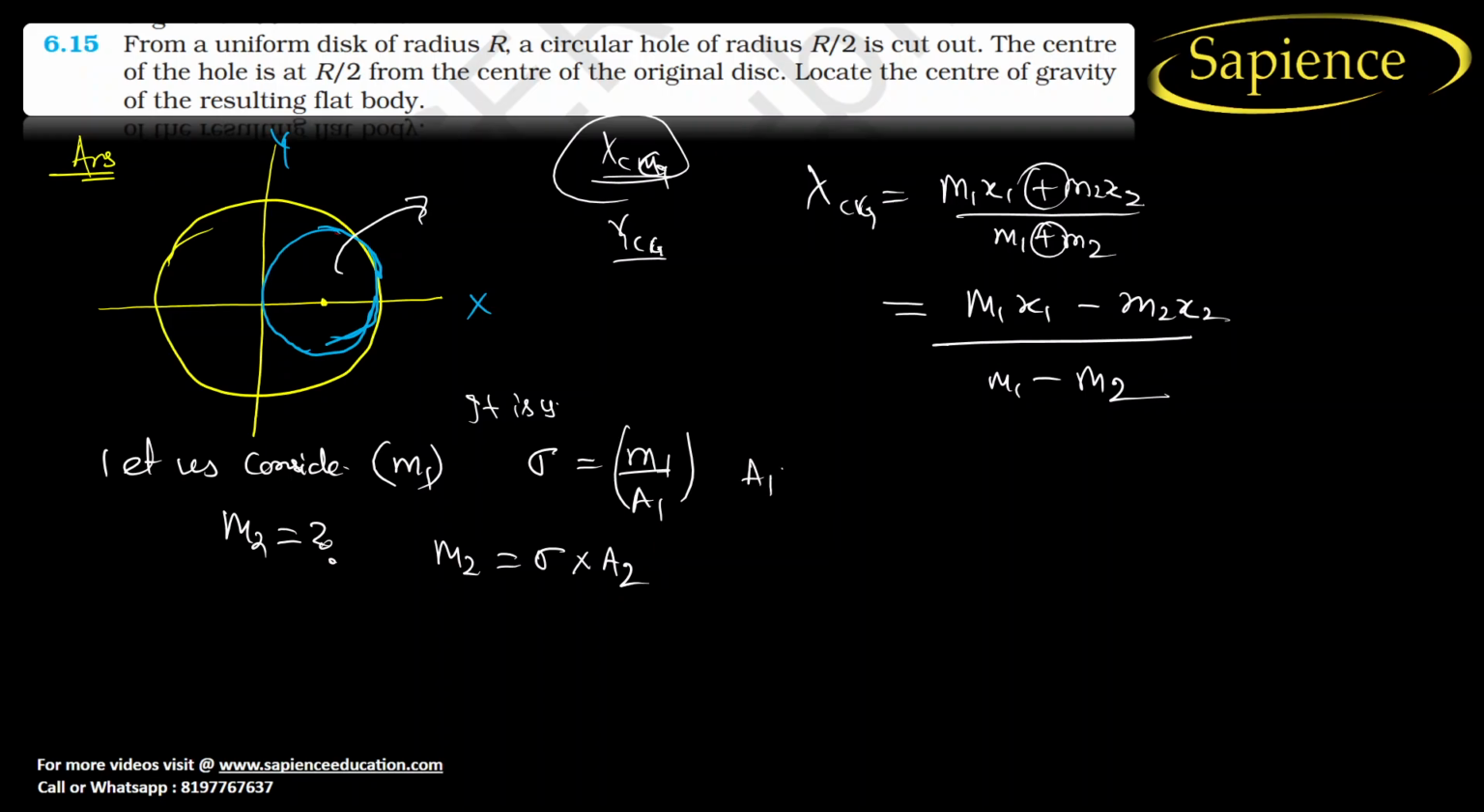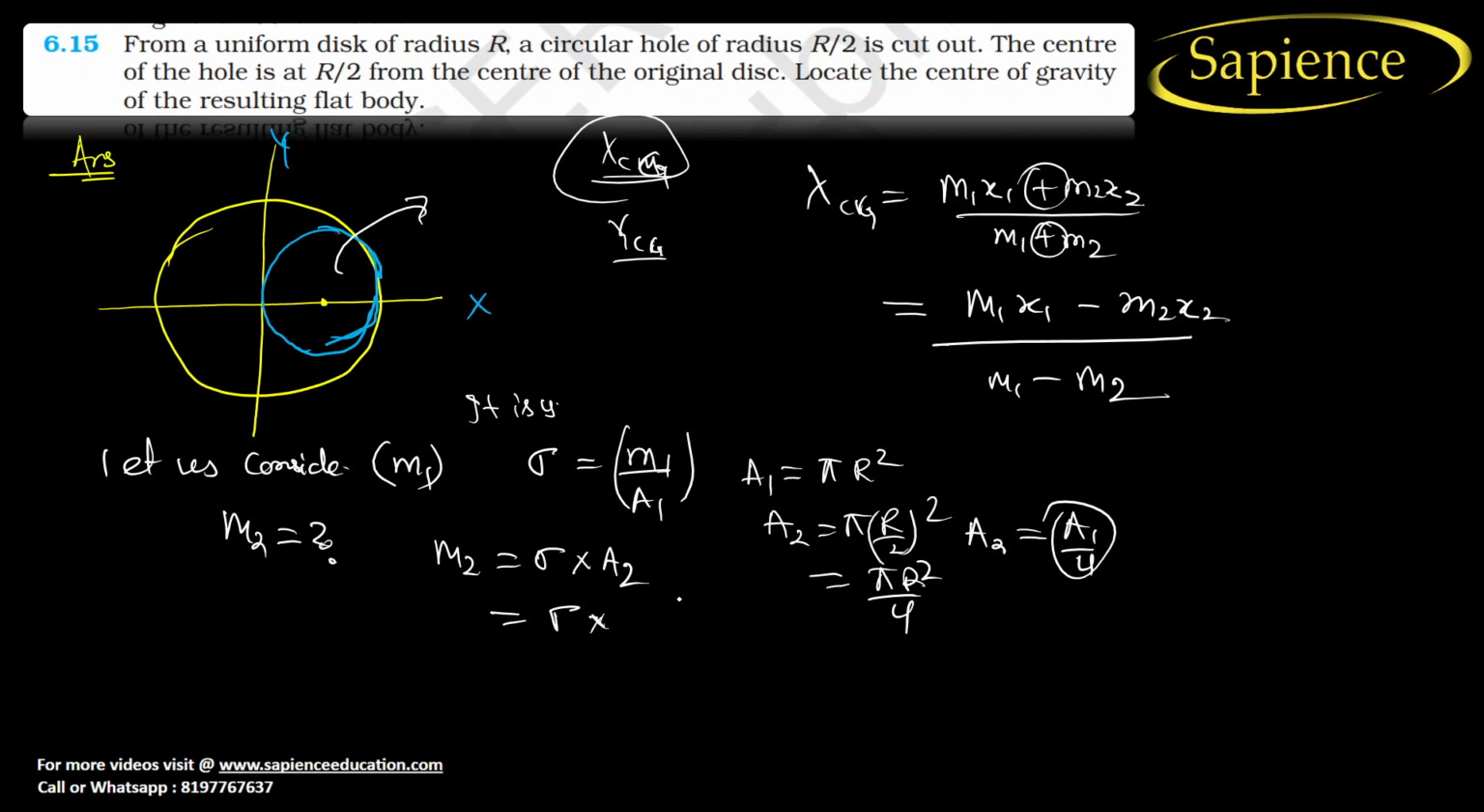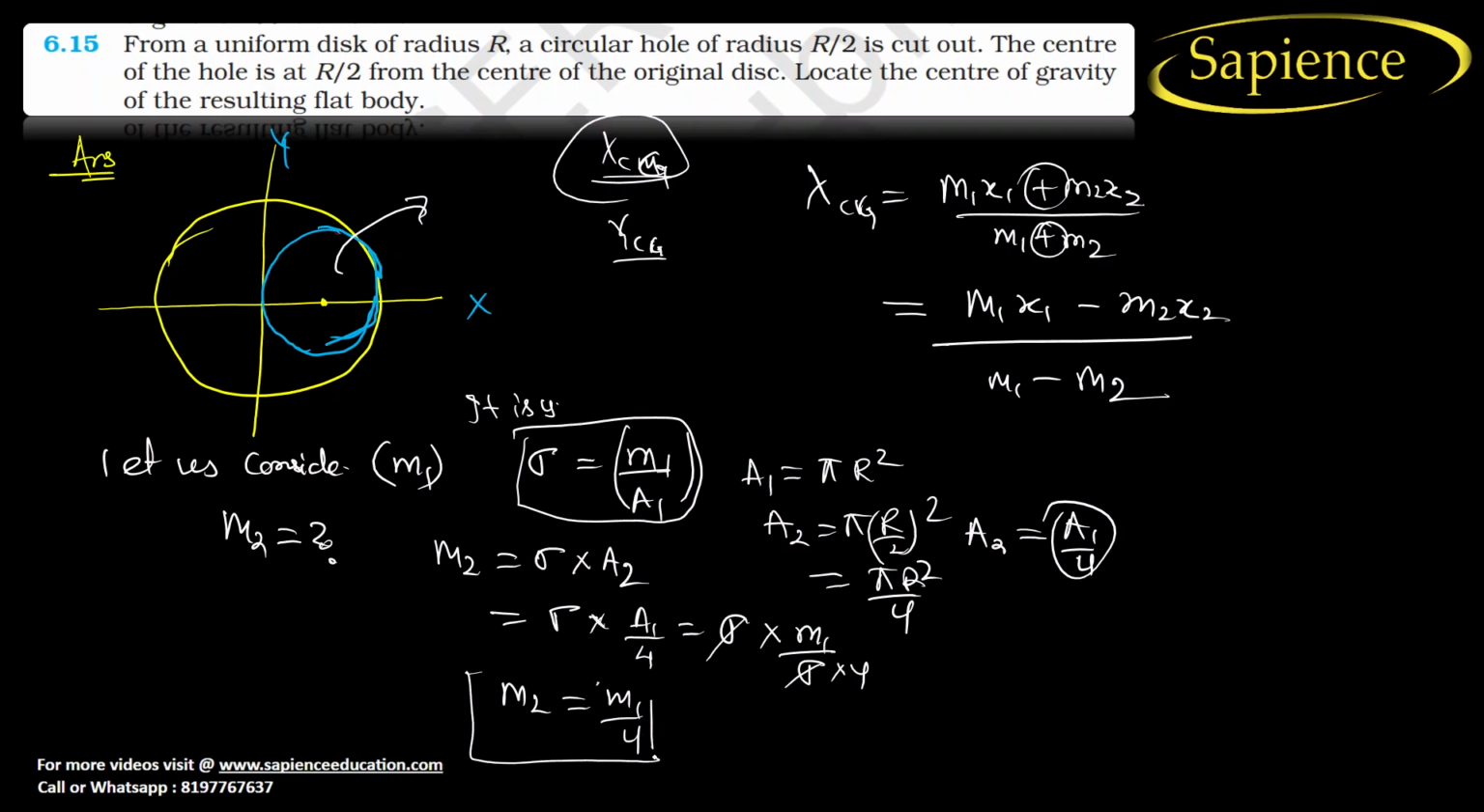Now as we know, area a1 is equal to pi r square and a2 is equal to pi into r by 2 whole square, that is equal to pi r square by 4. So the area a2 is equal to a1 by 4. So this smaller area is a1 by 4. In case of a2, we can put a1 by 4, so sigma into a1 by 4. In place of a1 we can put m1 by sigma, so sigma into m1 by sigma into 4. Finally sigma got cancelled, so mass m2 will become m1 by 4. So this is what we have got for m2.